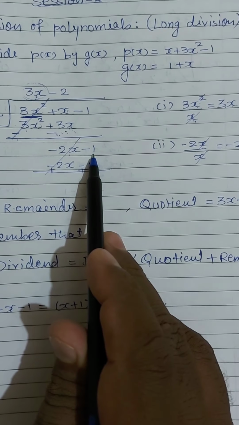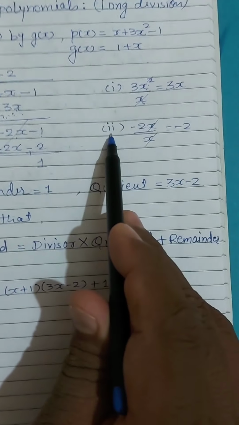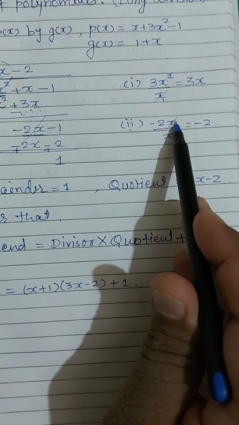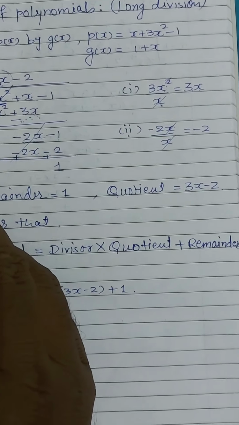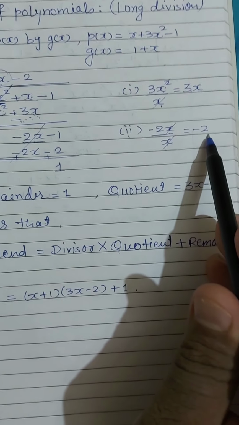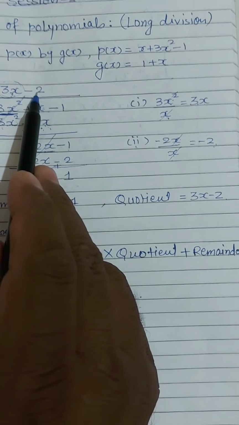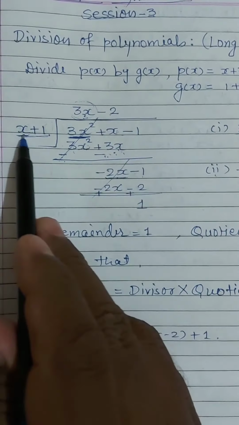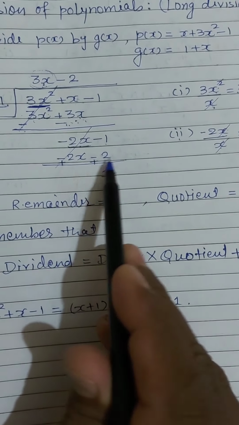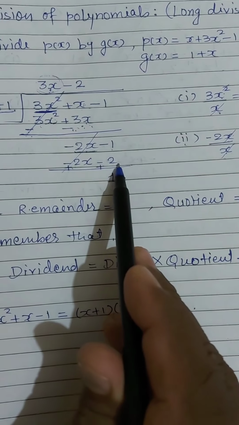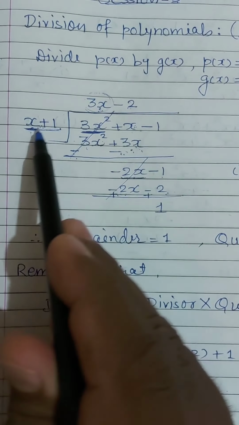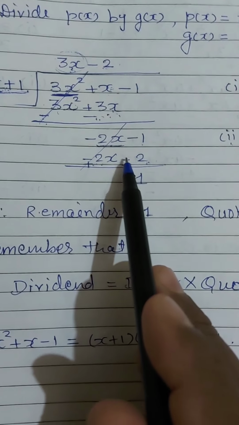Take this minus 1 over here. Again, the second step is to take the first term of the dividend polynomial, that is minus 2x, and the first term of the divisor polynomial, that is x. Now we have to divide this, so x and x get cancelled, and minus 2 is there. Put this minus 2 here and multiply the divisor polynomial with minus 2, and whatever terms are obtained, put them below this one, here. So this is minus 2x, plus minus 2 into 1 is minus 2.